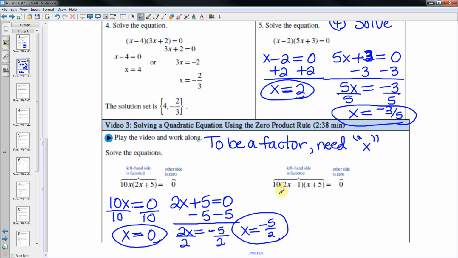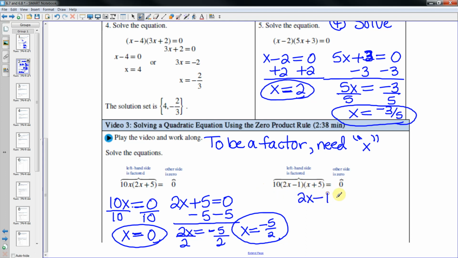Now the next one that's sitting next to it, let's look at it. I see a 10 on the outside, a 2x minus 1, and an x plus 5. Now what's different about this one is that the 10 on the outside does not have an x with it. So if I wanted to set that equal to 0, does 10 equal 0? Well, no, it does not. That doesn't make sense. So the 10 in this particular problem just doesn't really matter as far as solving the equation. So I'm going to take the factors that have the x in them.